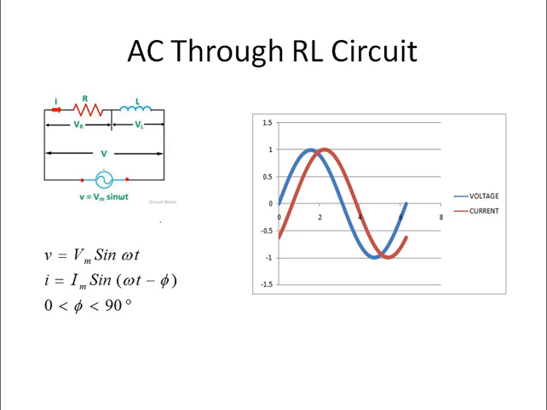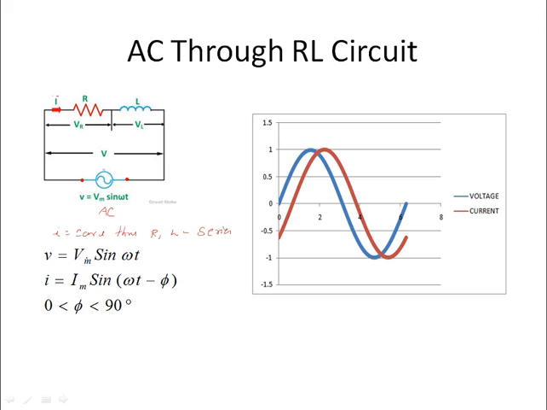Clear? Let's see AC through an RL circuit. The analysis is easier, similar to the earlier steps. All the analysis goes on in the same manner. So this is my AC supply V equal to Vm sin omega t. I have used a resistance and inductor combination, and this is the current I through it. One advantage is that I is the same through R and L. Why? Because both are in series.